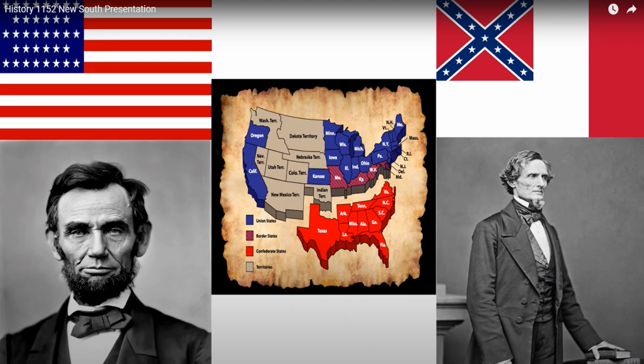You can see the Confederate States in red on this map, and you can see the Union States in blue. You'll also notice that there are states that have red and blue stripes. These are called the border states. They had slavery, yet they remained in the Union, and they are Delaware, Maryland, Kentucky, and Missouri, and eventually West Virginia will break away from the Confederate state of Virginia and rejoin the Union as the state of West Virginia.